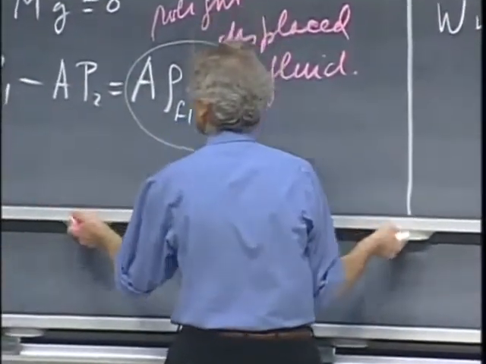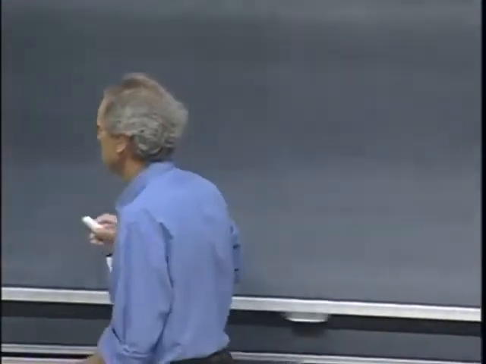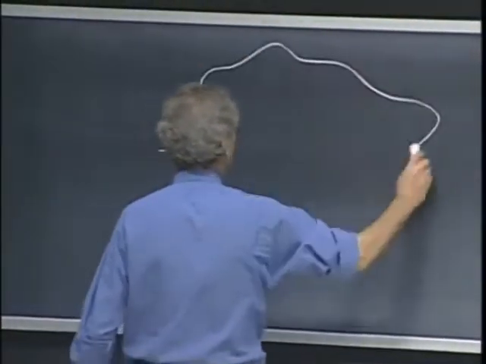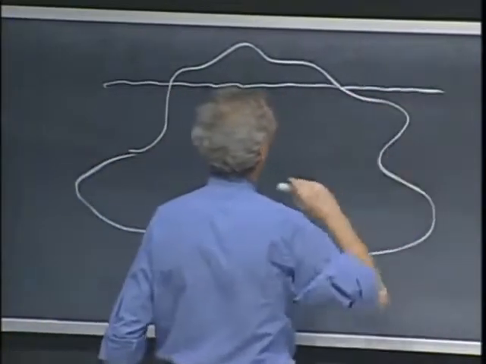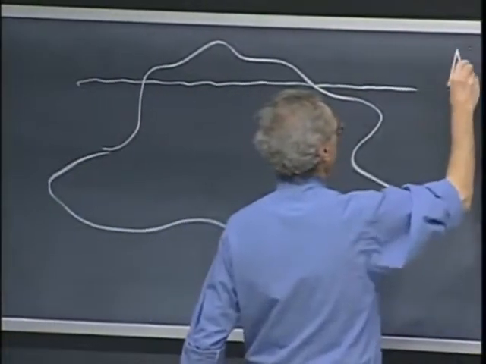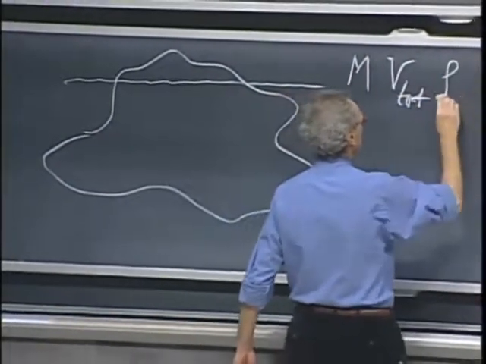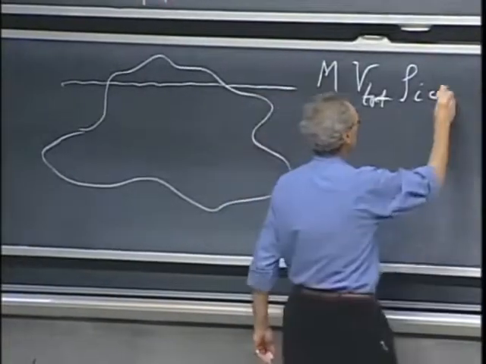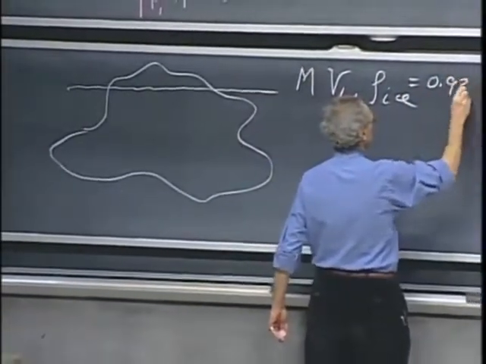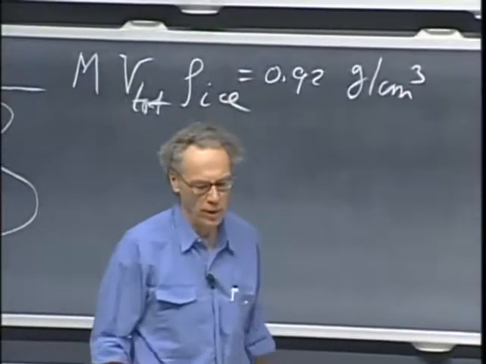Let's look at an iceberg. Here's an iceberg. Here's the water. It's floating in water. It has mass m. It has a total volume V total. And the density of the ice is rho ice, which is 0.92 in grams per cubic centimeter. It's less than water.